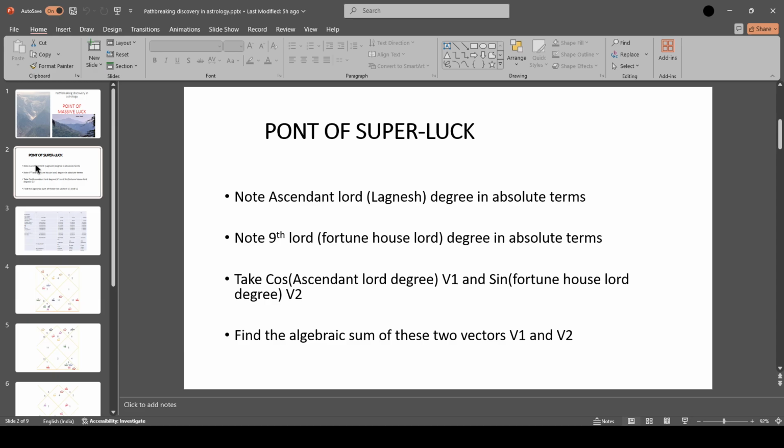Now, there are two components. One is horizontal and the other is vertical. Take cosine of the ascendant lord degree, which is the horizontal component, and sine of the ninth lord degree, which is the vertical component. Find the algebraic sum of these two vectors, and the resultant vector from the horizontal is showing the degree at which the point of massive luck lies. I will show you by example.